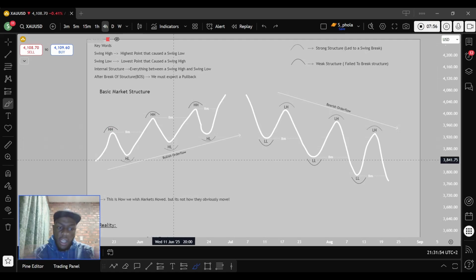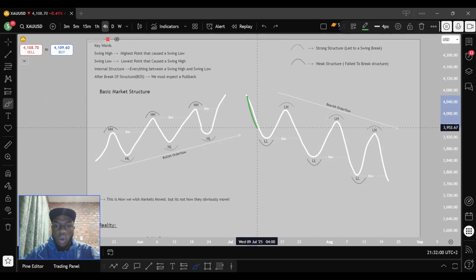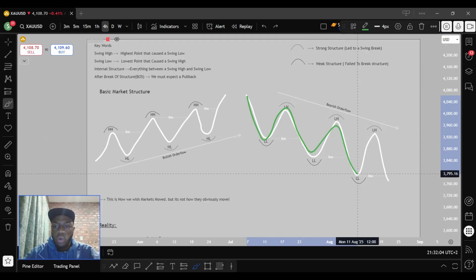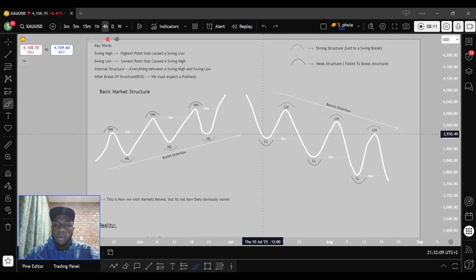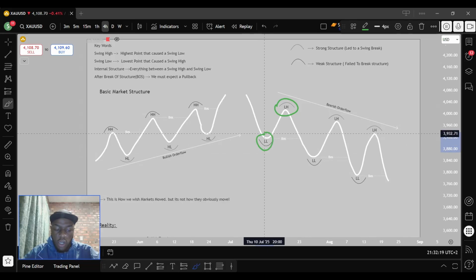So cool. Vice versa with the downtrend. What is a downtrend? A downtrend is a series of lower lows and lower highs, lower lows and lower highs, right? With our lower highs breaking our lower lows, you understand? Leading to our lower highs being strong structure because they led to a break of structure, right?